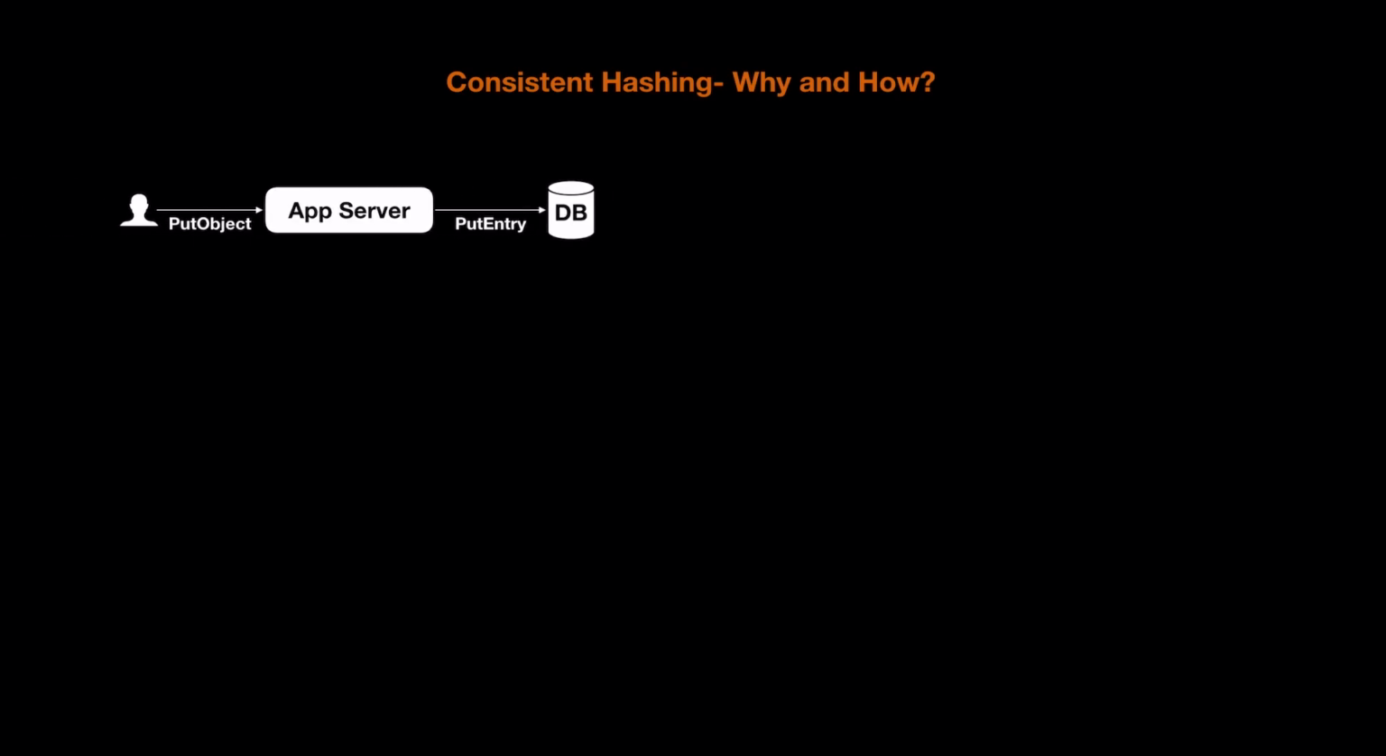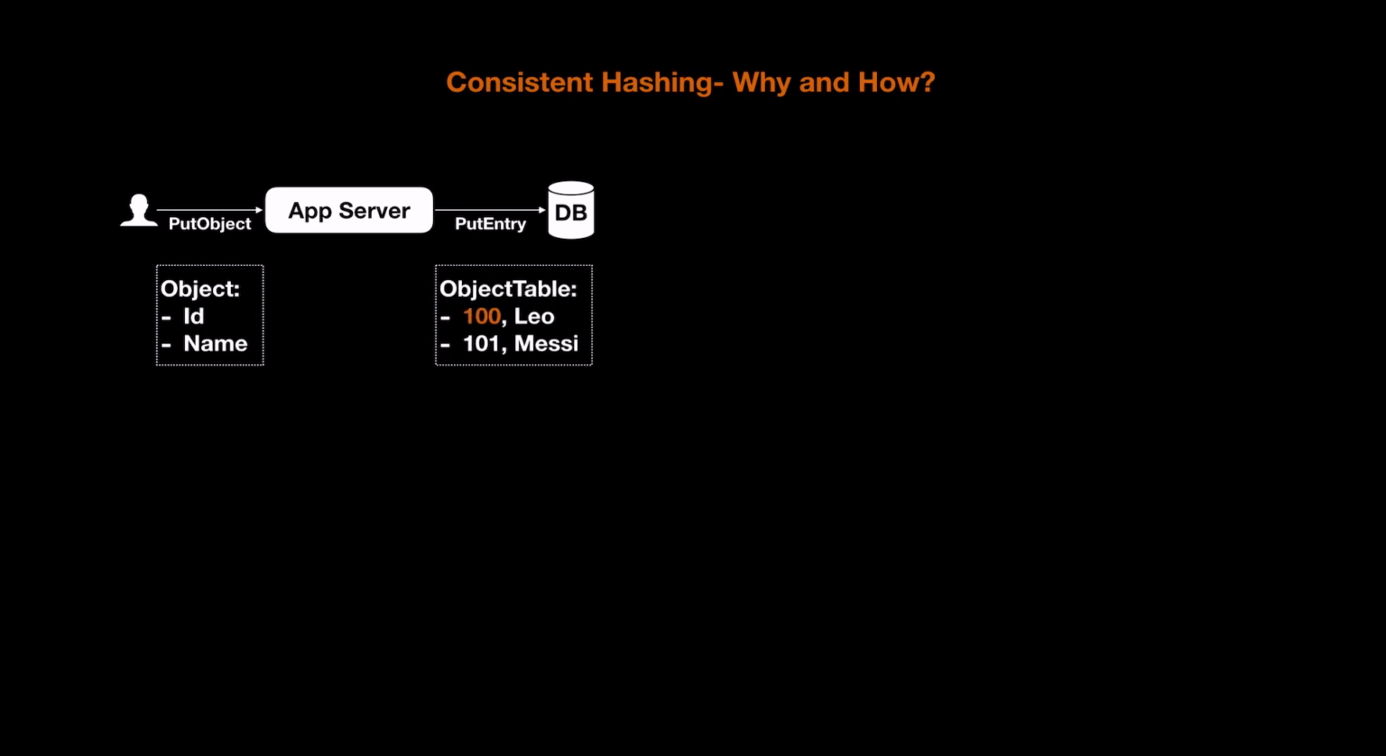Let's take a look into one simple example where we have an app server, and the customer is calling us for the put object API. Then our app server calls the put entry into our database server for storing the record in the database. The object structure is pretty simple. We have an ID field and a name field. When the customer calls us, we store them in our database table like this. ID and the name are two different fields, right?